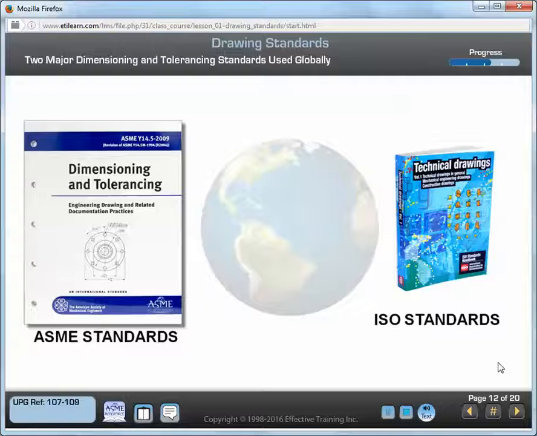There are 2 major dimensioning and tolerancing standards used around the world, ASME and ISO standards. The ASME standards are published by the American Society of Mechanical Engineers. Although they're created and predominant in the U.S., they're also used on engineering drawings in many other countries. The ISO standards are published by the International Organization for Standardization. They're developed by international experts and used globally. This training is based on ASME Y14.5 2009.